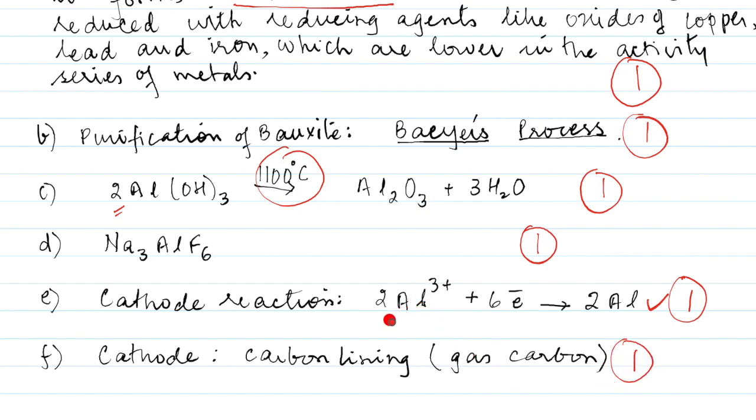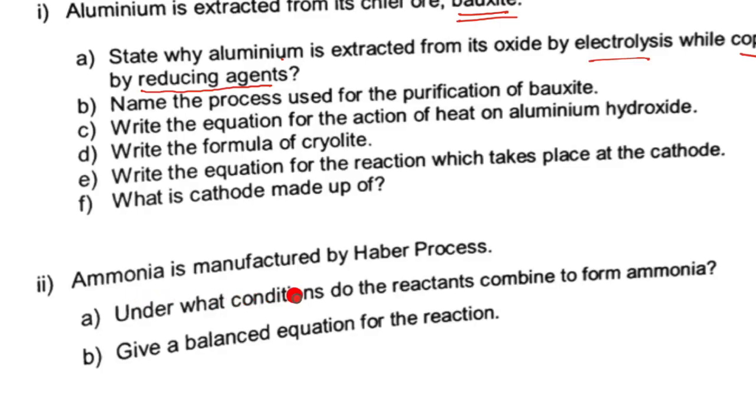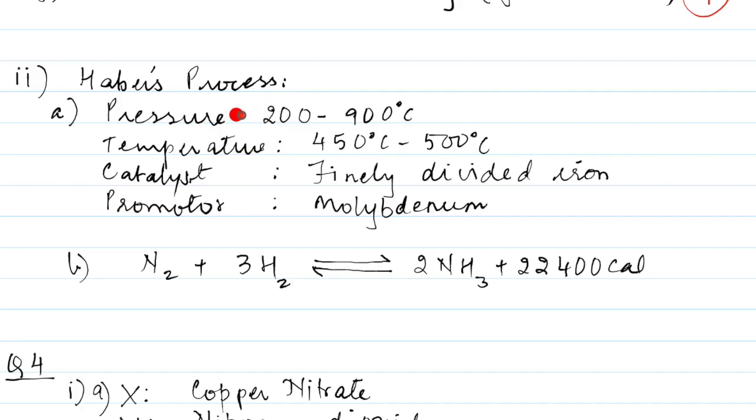Let us come to the second part of question 3. Ammonia is manufactured by Haber's process. Under what conditions do the reactants combine to form ammonia and give balanced equation for the reaction? So our Haber's process, this is the reaction, but they are asking for conditions. So we have pressure, temperature, catalyst and promoter. This whole thing is for 4 marks. This will be for 1 mark and this will be for 3 marks.